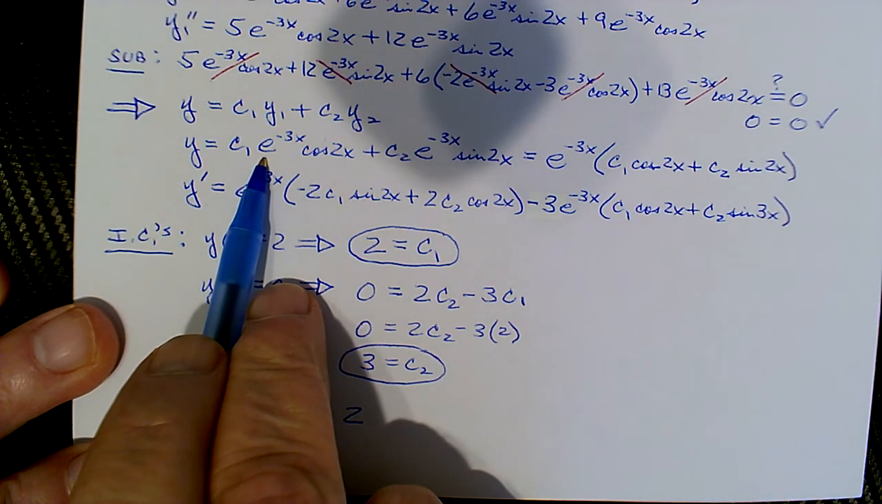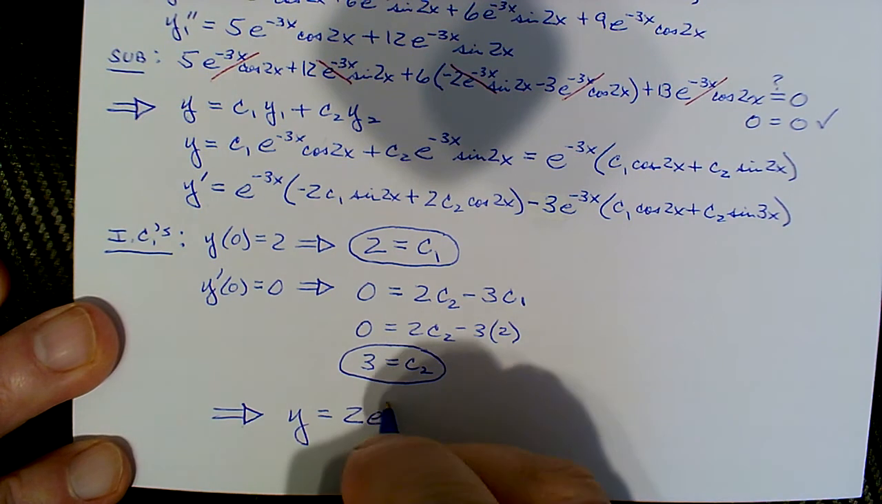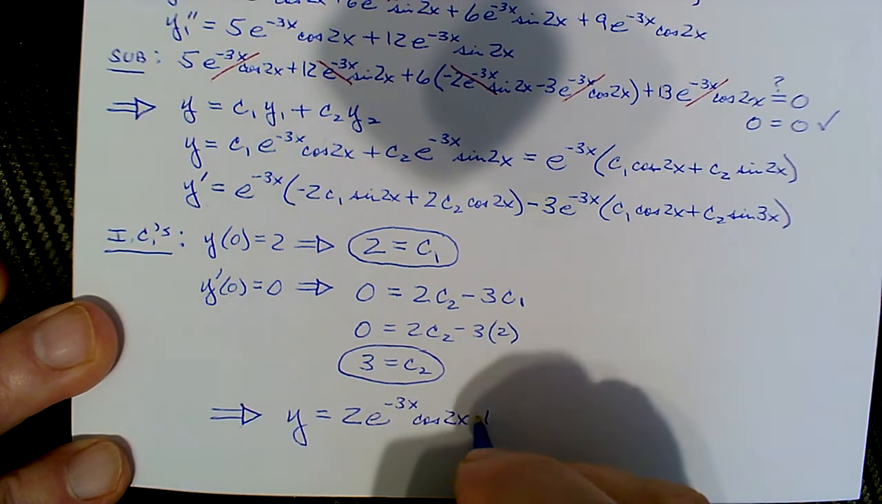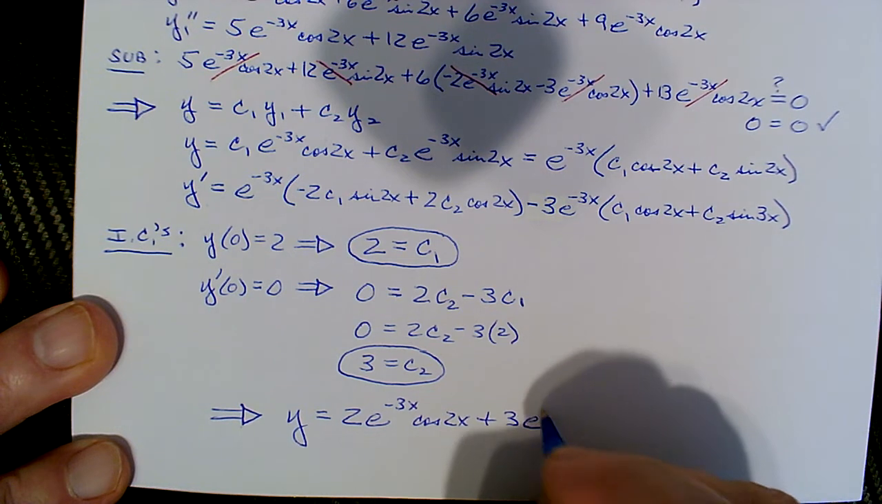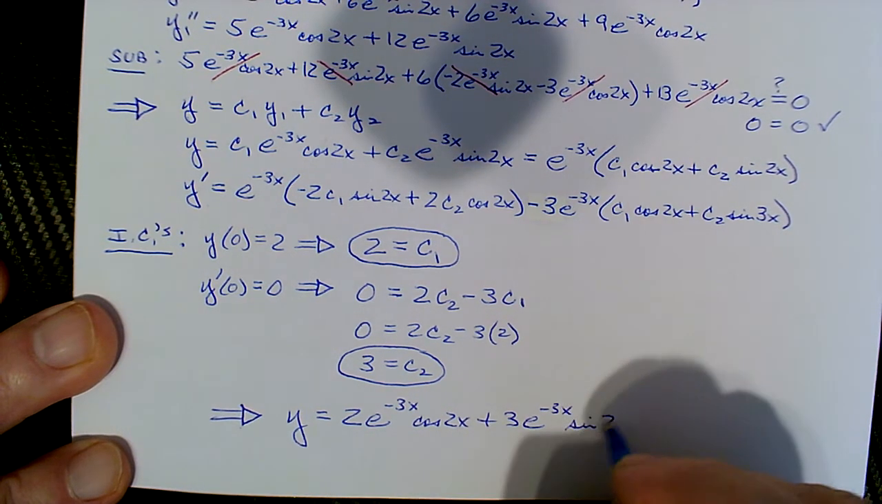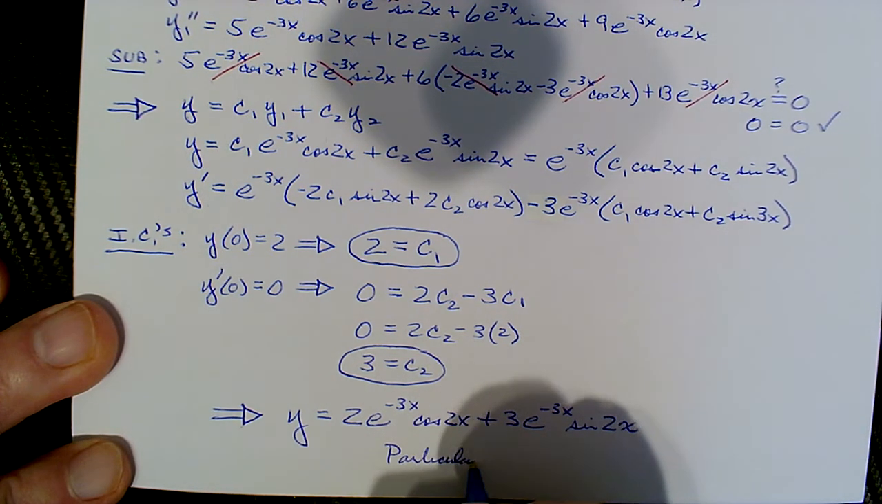So therefore, our particular solution, y is c1, which is 2, going up here, e to the negative 3x cosine 2x, and then plus c2, which is 3, e to the negative 3x sine of 2x. And that is our particular solution.